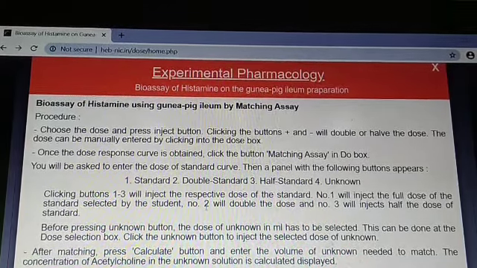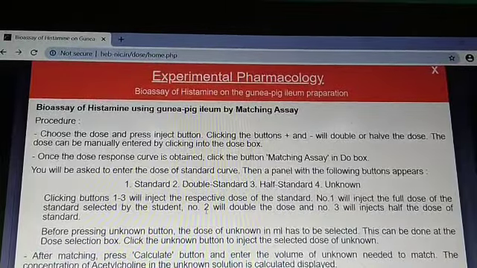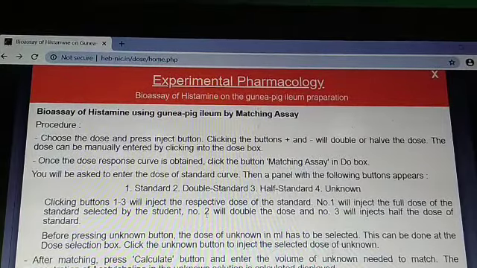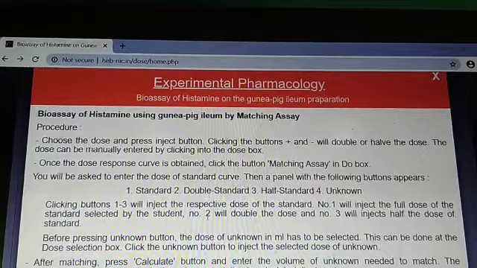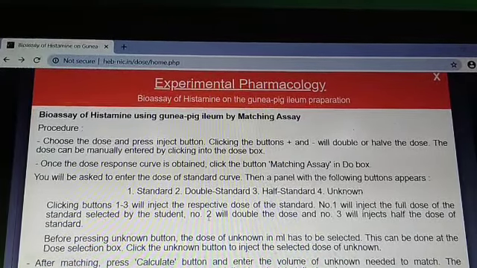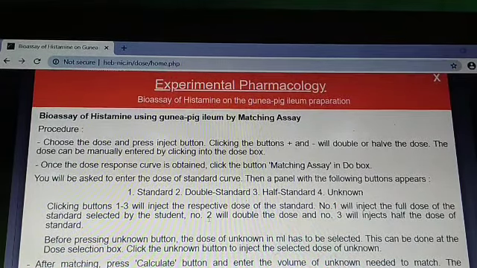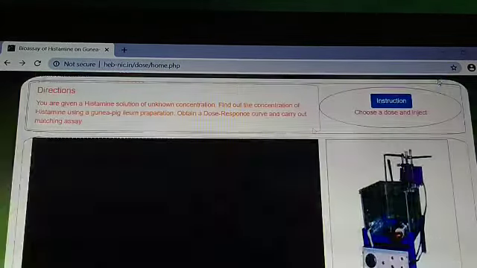by a double dose. Suppose we start with a dose of 0.1 mg, then the second dose will be 0.2, then 0.4, like that the strength of the drug concentration will be doubled, and we will continue injecting the double dose till there is a ceiling effect, or an equal response is achieved. So let us start the experiment.